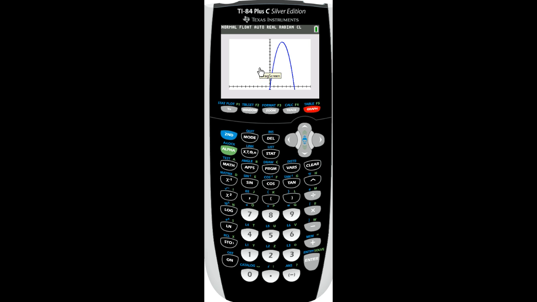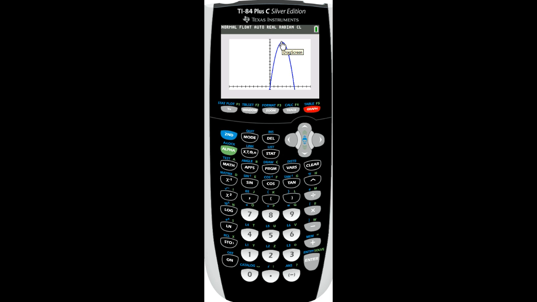So we graphed our function. We tried it in a standard viewing window and could not see it. So now we went to adjust our window, and now we can see the entire graph. So part B, when will the grapefruit reach its maximum height? Well, the maximum height will occur at this vertex. We don't want to guess though. We want an exact number.